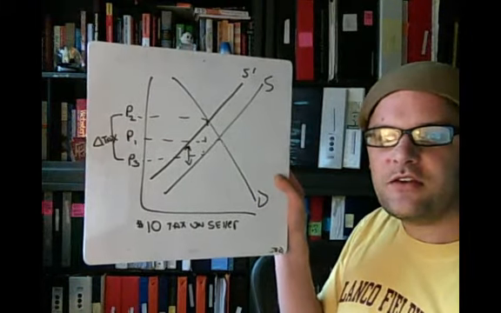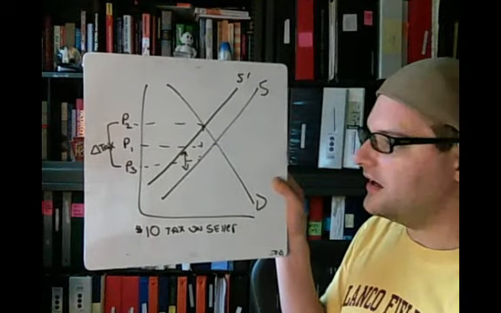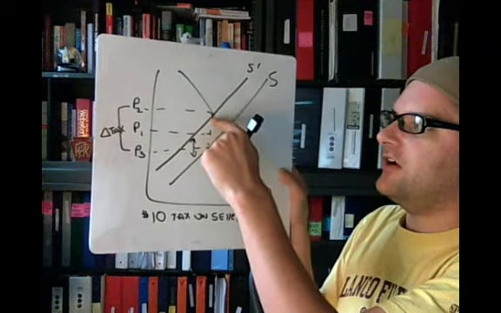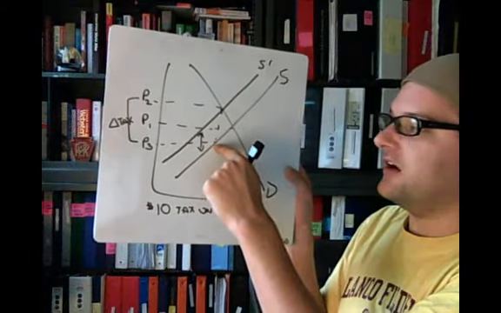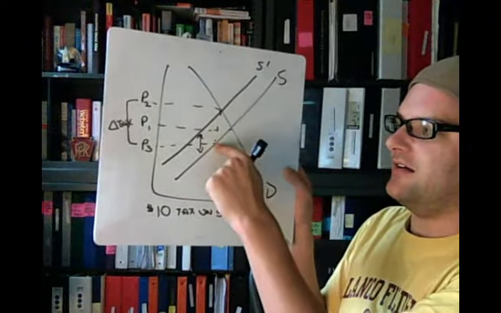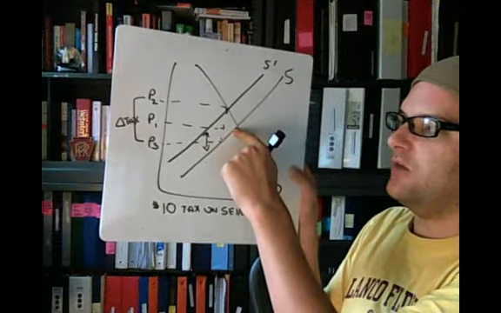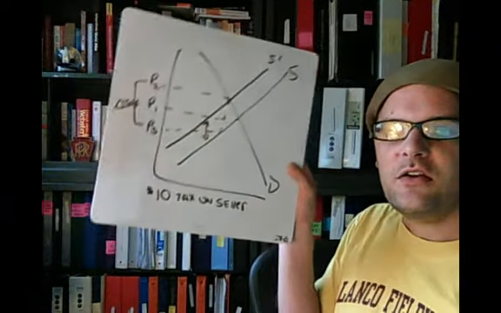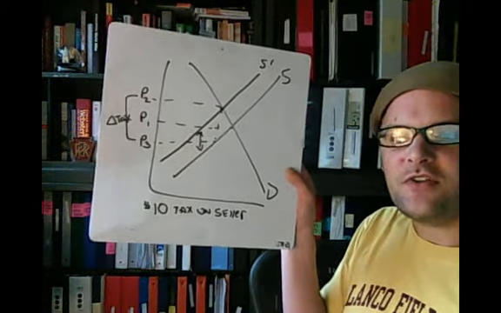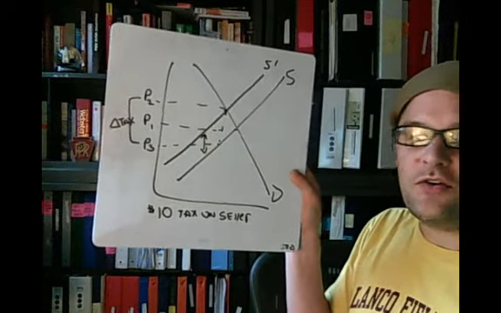So what you can see here is even though the seller is being legally required to pay the $10 tax, consumers aren't paying the whole portion of the tax, and neither are sellers. Sellers are now receiving, after they pay the tax, P3, right? But they used to be receiving P1. This difference is also not $10. So you can see that consumers and firms are sharing in the burden of the tax. How that burden is shared is dependent on the elasticity.